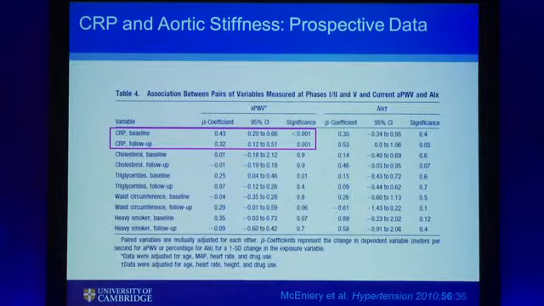So we went back to the data we'd looked at in Caerphilly and looked at the relationship between CRP measured 20 years prior to the stiffness measurements and current CRP. And actually we found that both of them seem to be predictive of pulse wave velocity. And if you look at the magnitude of the effect, they were a lot more predictive than things like triglycerides or waist-hip ratio. And this stood out to us as suggesting that maybe inflammation was helping to drive that process of arterial stiffening.